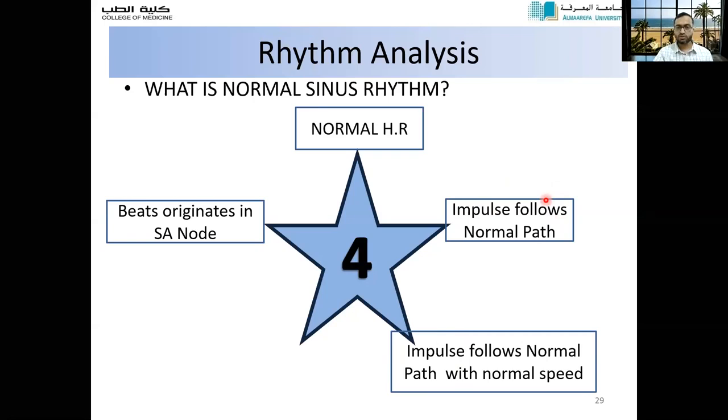So while crossing this normal path, which I described from the SA node to the AV node to the bundle of His to the Purkinje fibers, it should not only follow the normal path, but also the normal speed. And we know that the speed of conduction is highest in the Purkinje fibers and slowest in the AV node, that is the AV junction. That's why there is a delay of impulse at the AV node. So we should remember this. Now we have 4 criteria: beats originating in the SA node with the normal rate, and following the normal path with that of normal speed.